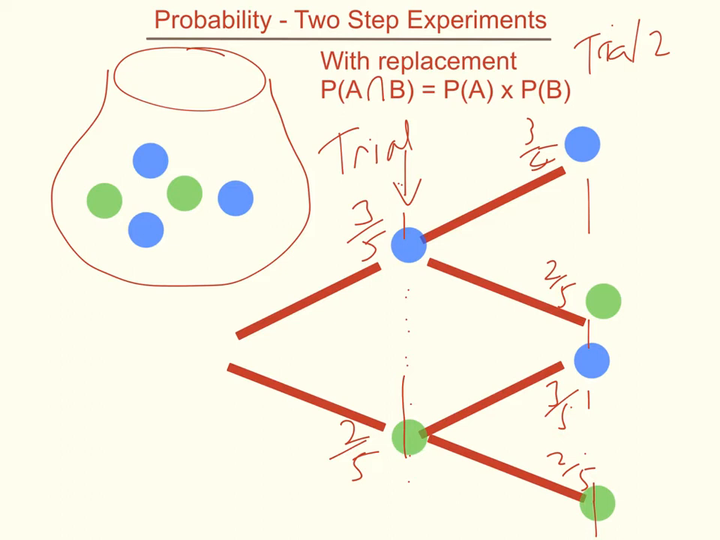Okay, so let's have a look at the first one. The probability of getting a blue and another blue is the probability of multiplying those 2 answers together. So the probability of blue intersection blue is equal to 3/5 by 3/5, which is 9/25.